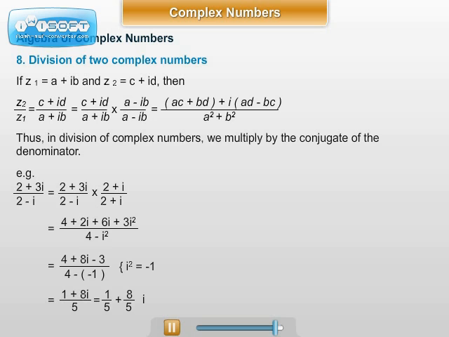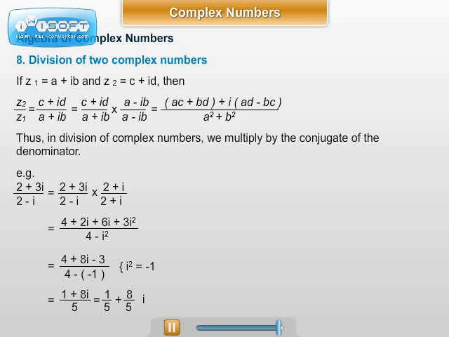Then we have (2 + 3i)/(2 - i) = (2 + 3i)/(2 - i) × (2 + i)/(2 + i). On simplification, we get (1 + 8i)/5, that is 1/5 + (8/5)i. This is in the form a + ib, where a and b are real numbers.